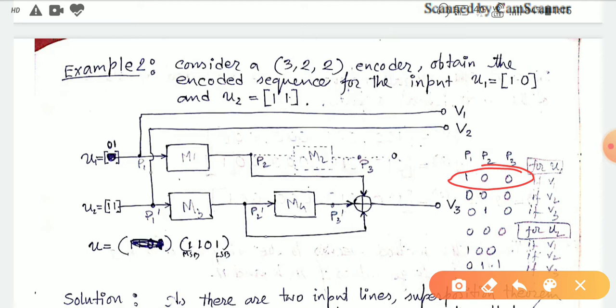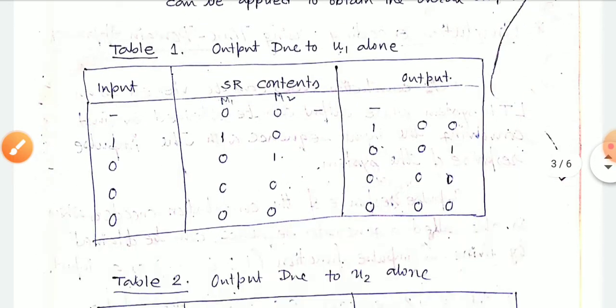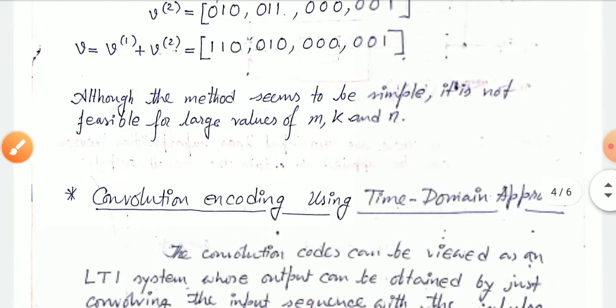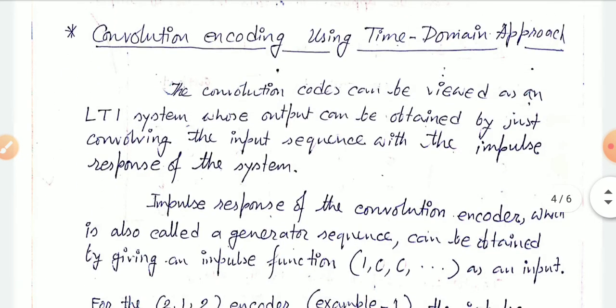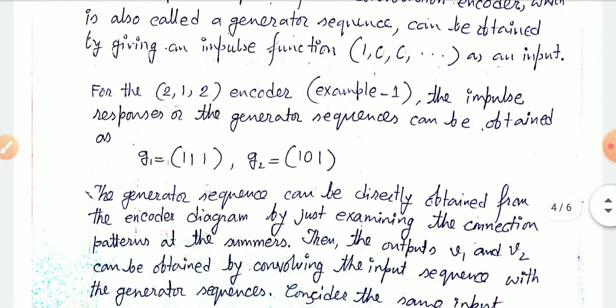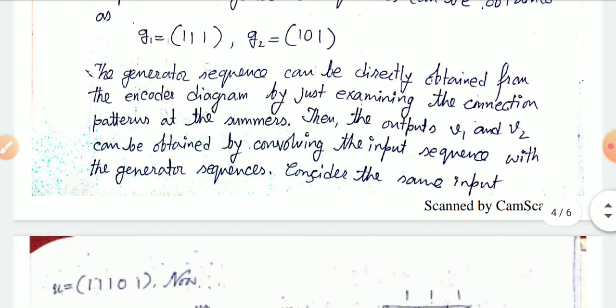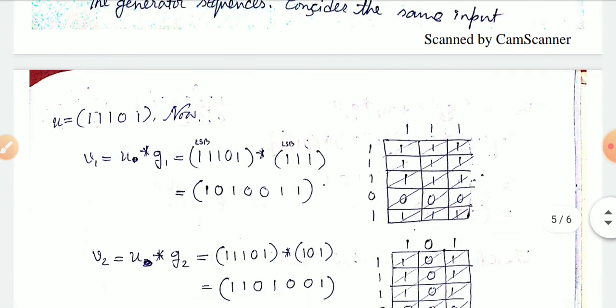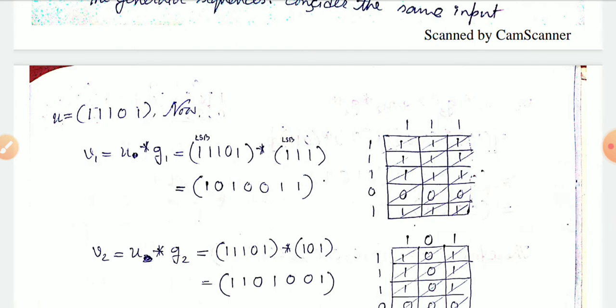In the same way, for the input u2, g1 will be defined as 000, then g2 will be defined as 100, and g3 will be defined as 011. So depending on what kind of input is applied, you can generate these g1, g2. If you know these two, then you just convolve the input sequence with g1.